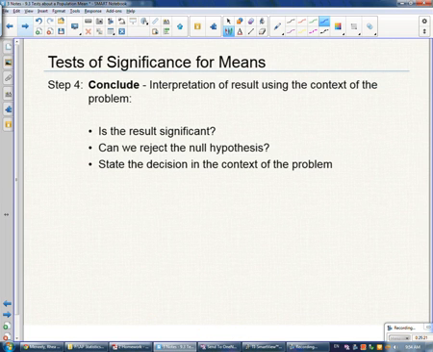And then finally, your conclusion. Is the result significant? Can we reject the null hypothesis? And then state the decision in the context of the problem. So let's do an example.